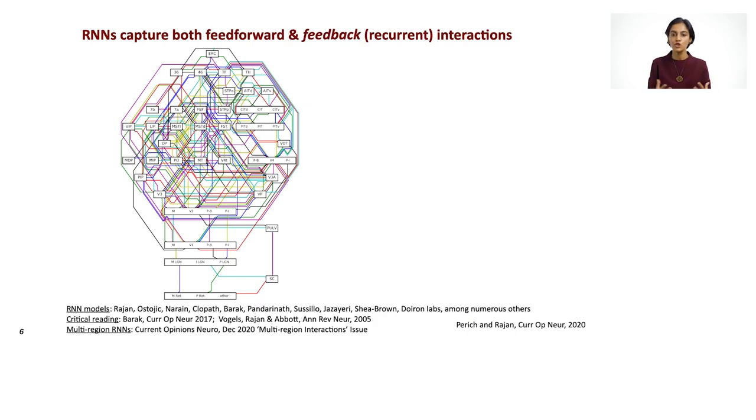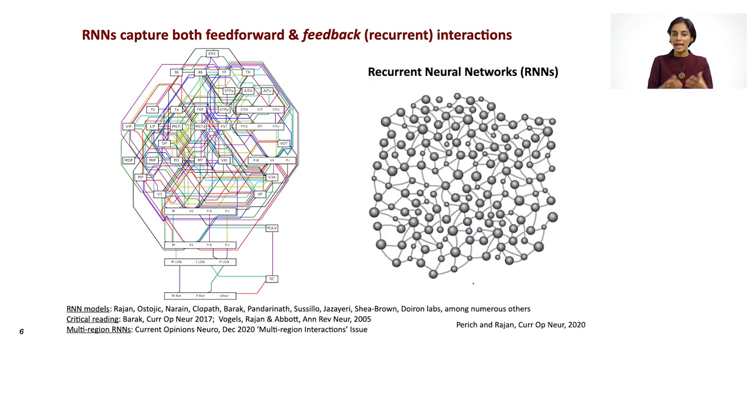And the key feature of these internally generated dynamics is that they come from both feedback and feed-forward interactions, or in other words, recurrent neural dynamics. And so RNNs, or recurrent neural networks, which you will see me referring to throughout this talk, capture both feed-forward and feedback interactions. And there's several labs, as I have shown you here in the slide, that work on this.